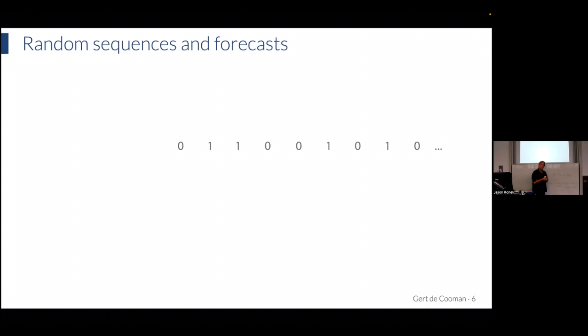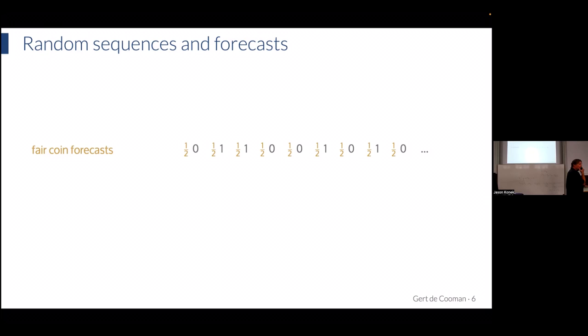Because in order to answer that question, you need forecasts. In the case of a fair coin, if you record the sequences of heads and tails, your forecasts are typically one half. So the idea is that before you observe your coin flip, the outcome of the first one, you will have an idea. And you say, okay, the expected value is one half. The probability of heads, or the probability of a one, is one half. So the expected value of the outcome is one half.